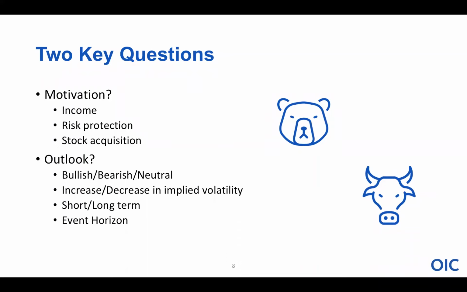For outlook, at any given time, we have a short-term and long-term view of the stock. And we also have events that impact our outlook. So we have things like earnings, FDA announcements, retail sales, Fed announcements. All these are going to shape our outlook for our shares and what positions we will look to put on.